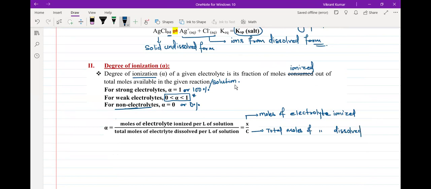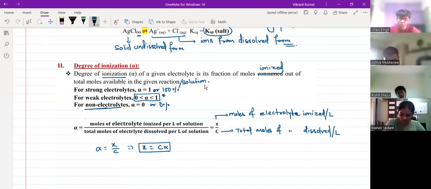And that's why, if alpha is X upon C, that means in place of X we can write C alpha, per litre, because here we are normally talking in terms of concentration. So per litre, if we have dissolved C moles of electrolyte and out of C moles X moles are ionized, then X upon C is alpha. So X is nothing but C alpha.